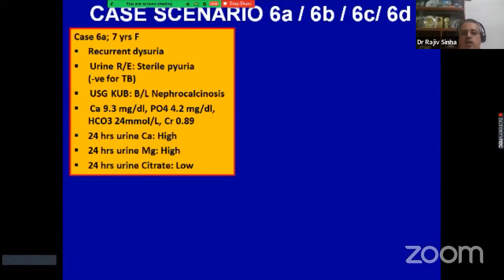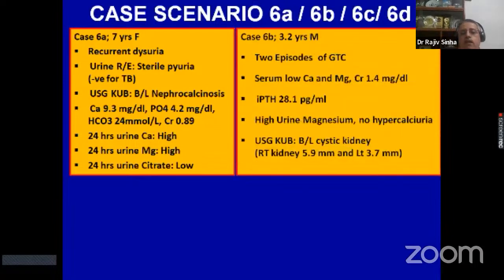Next, we have got a four case snippet. First one, a child presenting with recurrent dysuria, sterile pyuria, negative for TB, ultrasound done for nephrocalcinosis. Calcium was normal, phosphate was normal, bicarbonate was normal, creatinine slightly high, 24-hour urine calcium was high, 24-hour urine magnesium was high, and 24-hour urine citrate was low.